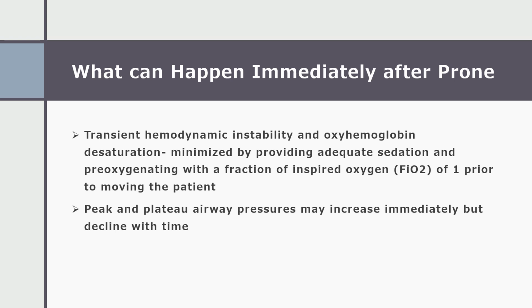Peak and plateau airway pressure may increase immediately but decline with time. The initial increase in the peak and the plateau pressure is likely related to decreased chest wall compliance and the mobilization of secretions, while the subsequent decrease is probably due to progressive alveolar recruitment.